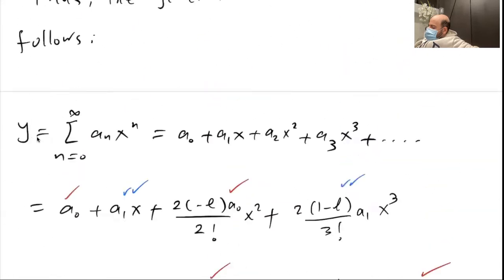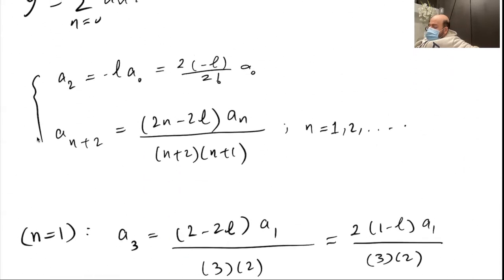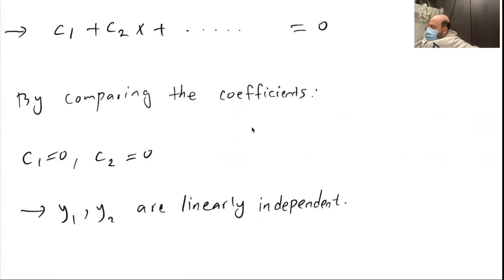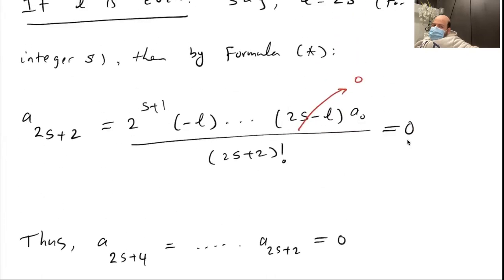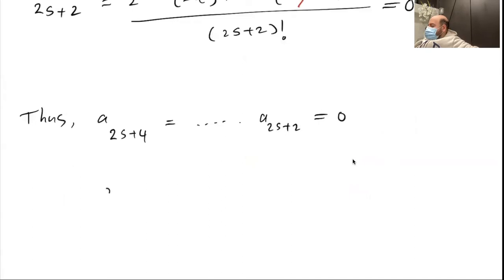See, we had a(n plus 2), if you remember, a(n plus 2) was some constant times an. So every index can be written in terms of two indices before. a(n plus 2) is a constant times an, two indices before. So a2s plus 4 would be a constant times two indices before, which means a2s plus 2. But a2s plus 2, we just showed it's 0. So a2s plus 4 will be 0 as well. Similarly, a2s plus 6 will be some constant times a2s plus 4, which is 0.